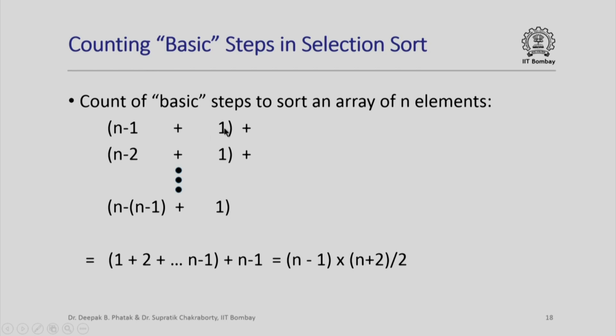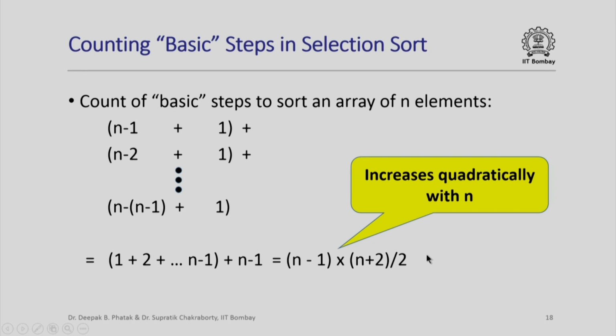I have to just add up all the numbers that I got, and if I did that addition, I would get a summation like this: 1 plus 2 plus 3 up to n minus 2 plus n minus 1, and I am adding 1, n minus 1 times, so that contributes this additional n minus 1. If you did this summation, it turns out to be (n minus 1) times (n plus 2) over 2. The interesting point is this quantity increases quadratically with n. There is an n squared that you are going to get if you expand this out.